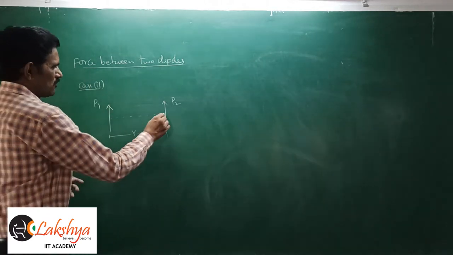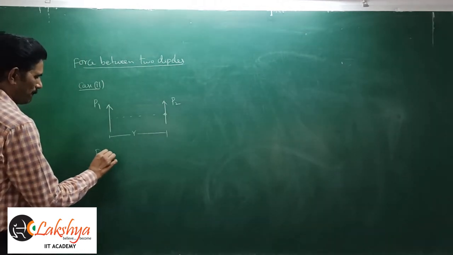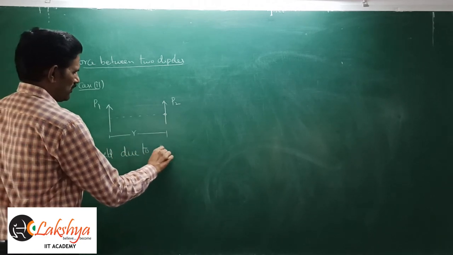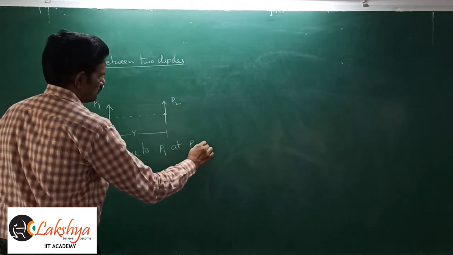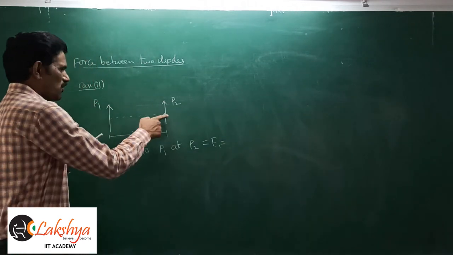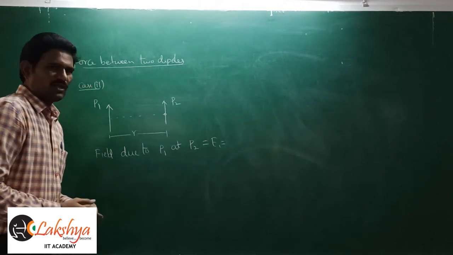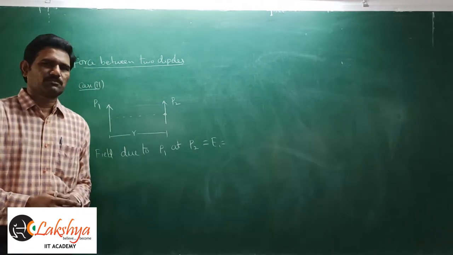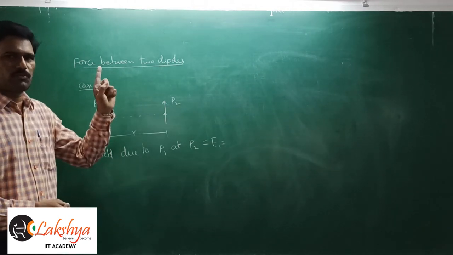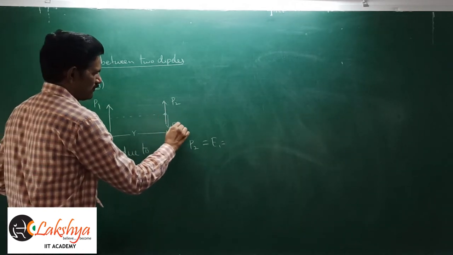So here also I am taking the same process. At this point I am taking the field, the field due to P1 at P2. So this field we can write as E1 is equal to. Now you can observe that this point is lying on the equatorial line of this dipole. On the equatorial line, the direction of the electric field due to the dipole, as we discussed already, is opposite to the direction of the dipole moment. So here the dipole moment is in upward direction, and on the equatorial line the field will be in downward direction. So here the field is like this.